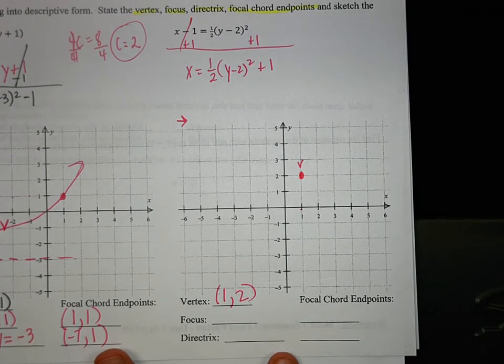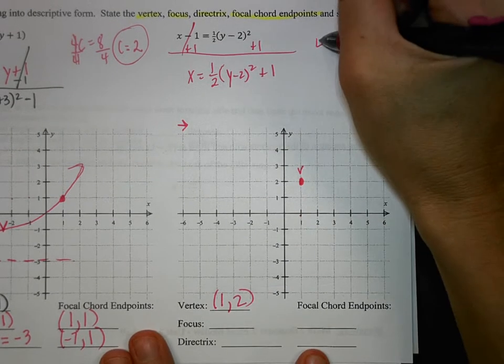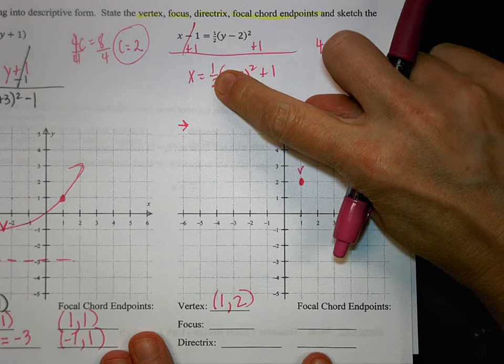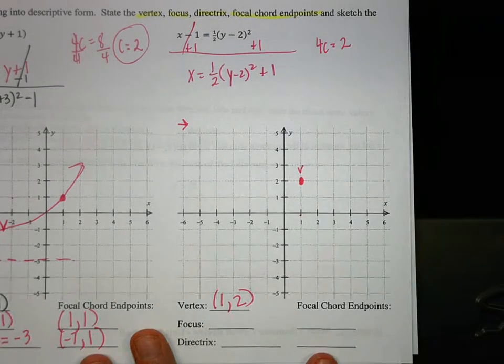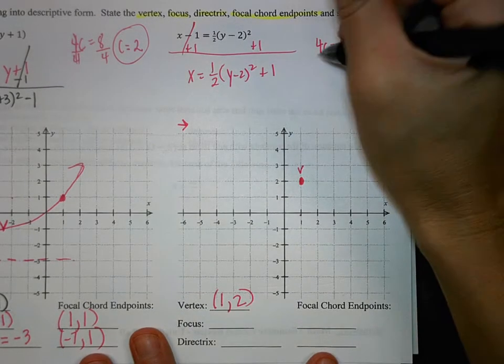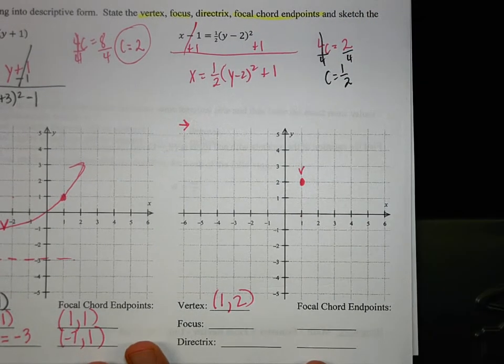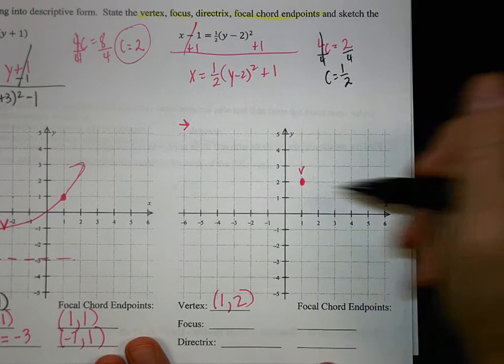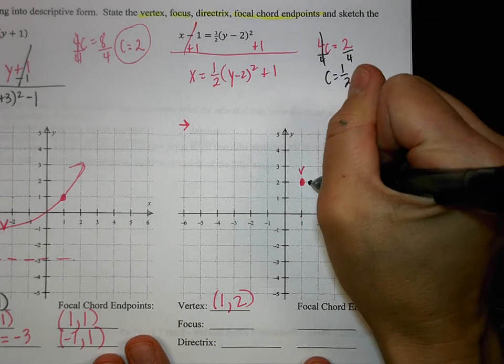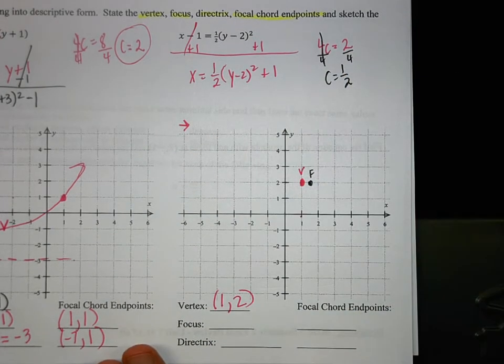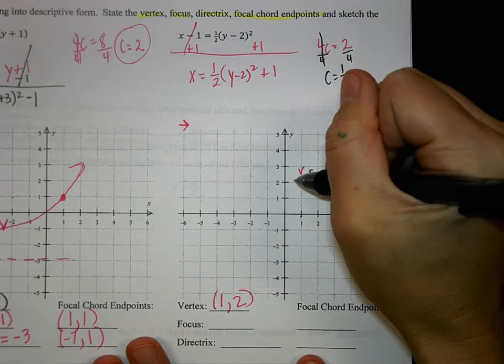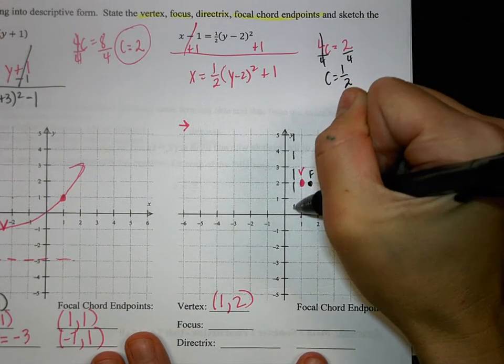How do I find the focus and directrix? 4C equals the reciprocal. Very good. 4C equals the reciprocal of 1/2, which would make 2. And then we divide by 4 to both sides, and we find that C does equal 1/2. So for the focus, where am I going to go? To the right 1/2, because it's going with our x-axis, correct? So right 1/2, and we're going to label that with F. And my directrix would go left 1/2, and we draw that line.